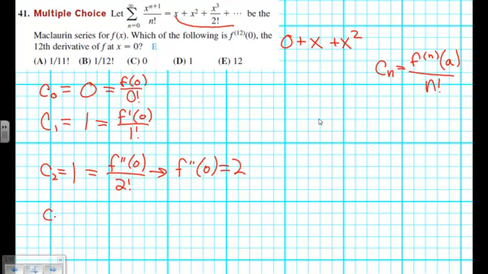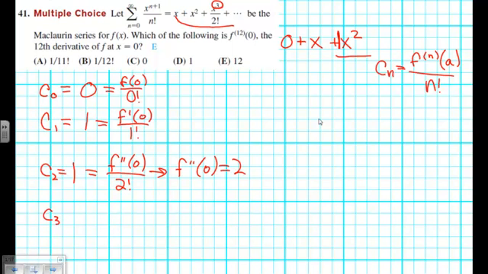Wait, why is it not 1 half? Okay, C stands for coefficient. Here's my second order term. The coefficient is 1. But wouldn't it be 1 half though? It's not 1 half, that's on the third order term. So let's do the third order term.